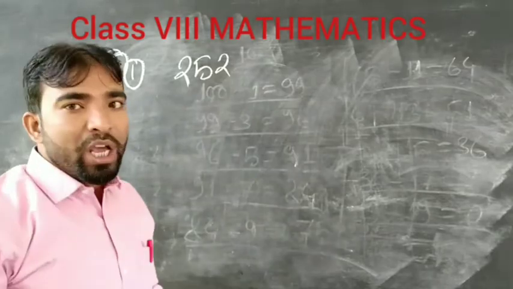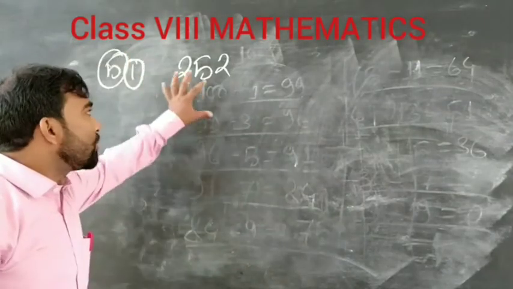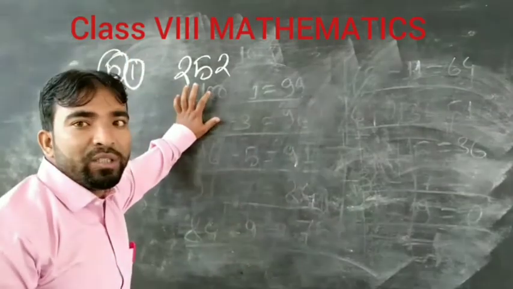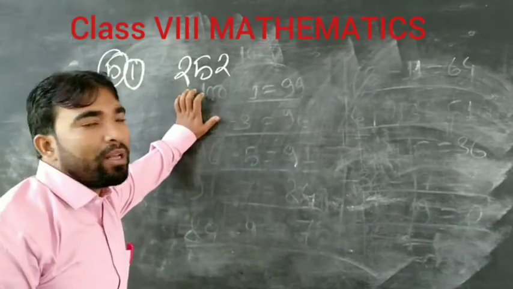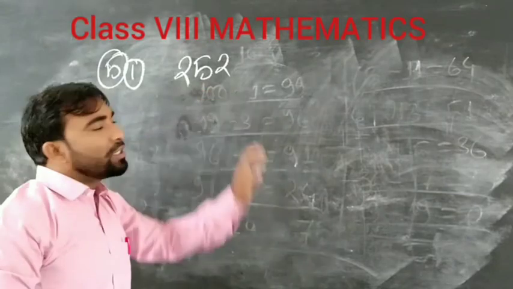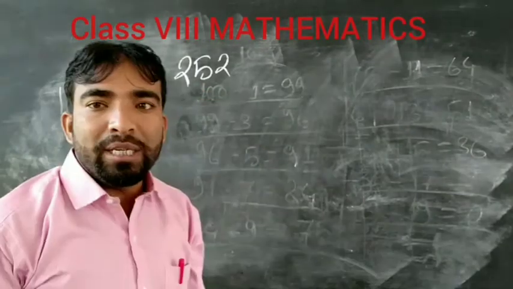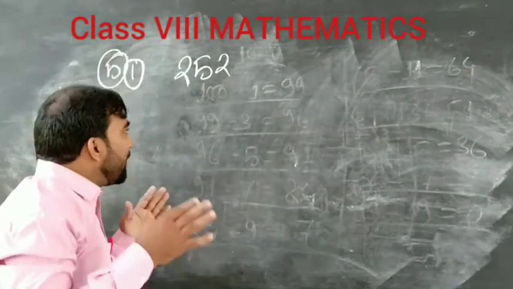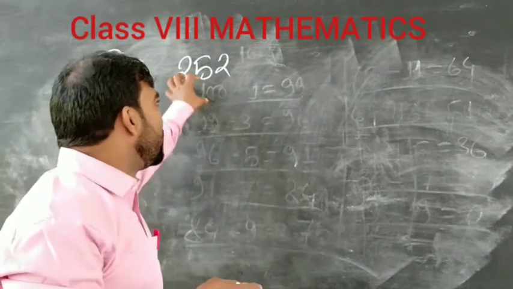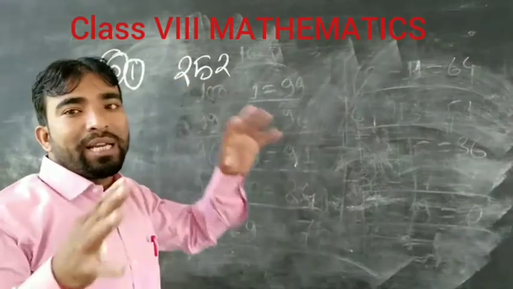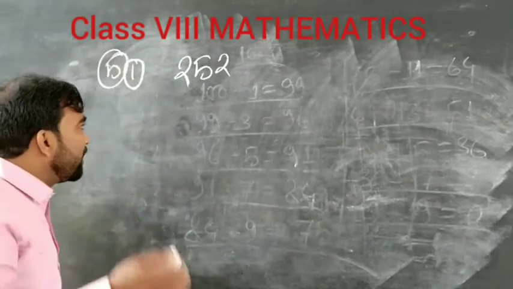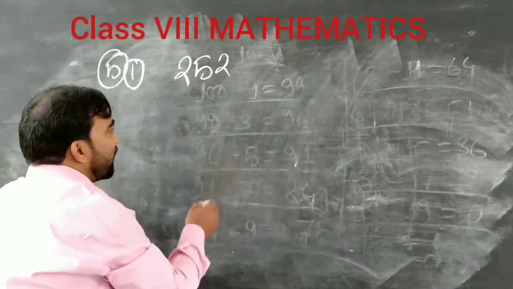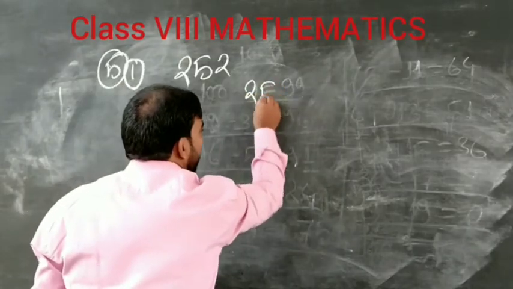We have to find out the smallest whole number by which this 252 should be multiplied, so that we will get a perfect square. So we can understand that the given number is not a perfect square. We have to multiply a whole number with this 252, so that the result will become a perfect square. So how to find out this one? To find that whole number, we have to do the prime factorization method here.